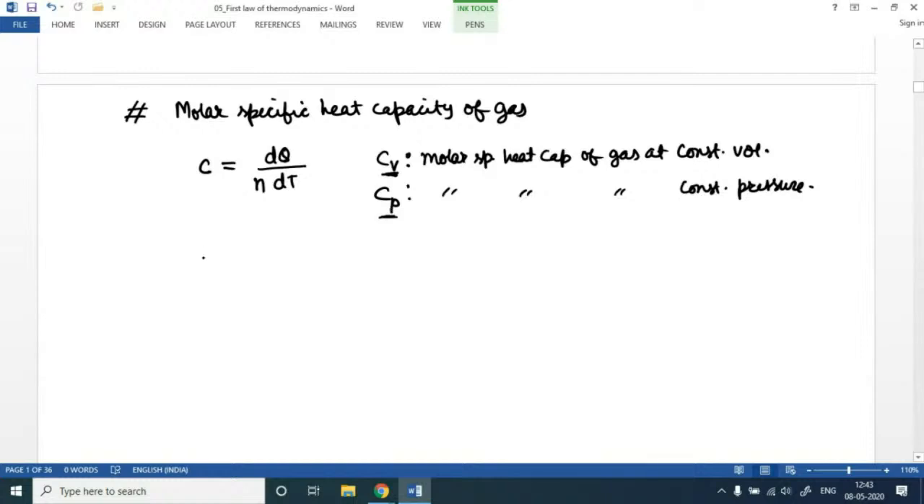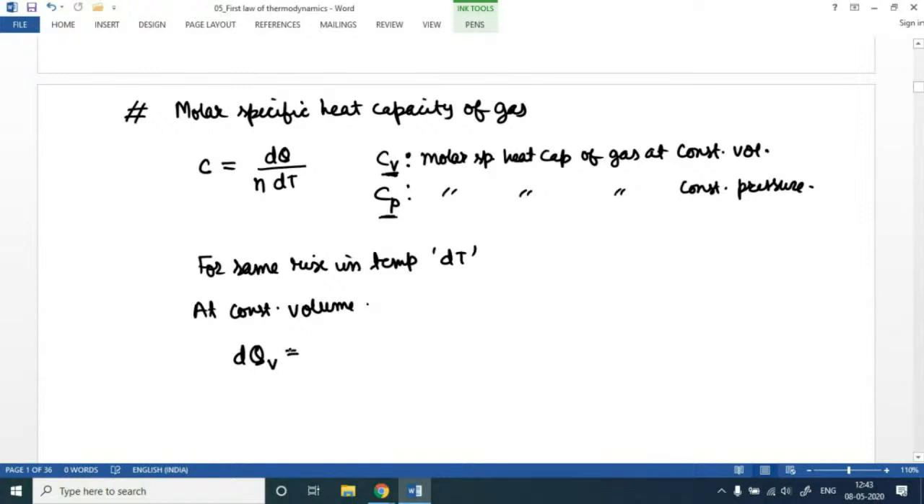Let's say we want the same temperature change, first in the case of an isochoric process, and then in the case of an isobaric process. So for the same rise in temperature, say dT, at constant volume, or isochoric process, how much heat would be required? Let's say dQv.